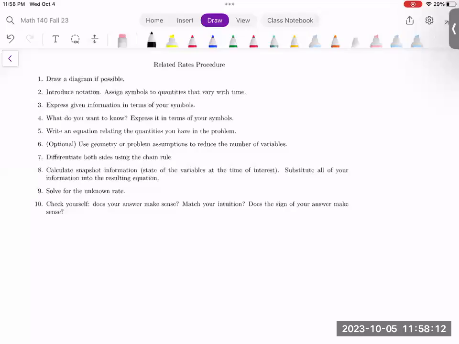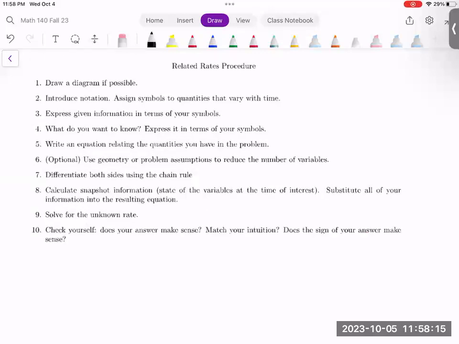In general, when we have a related rate problem, this is kind of the structure of how I go about them. So when possible, I draw a diagram. I introduce notation, especially if something is varying with respect to time. I give it a symbol. We write out our information in terms of our symbols. So if we're told something like, height is varying at this kind of rate, rewrite that as a derivative of your height function.